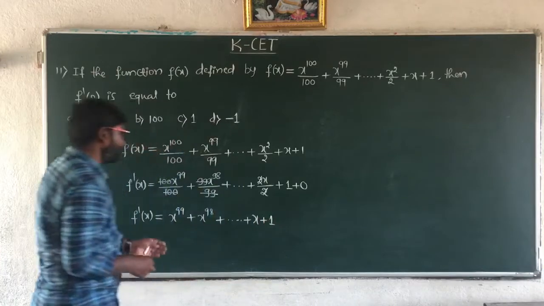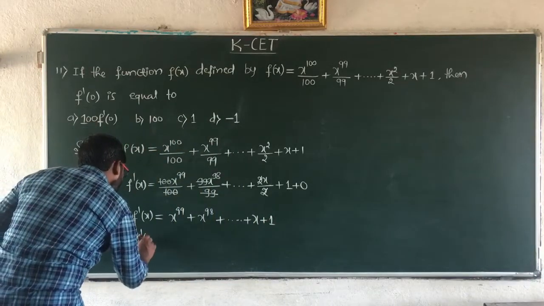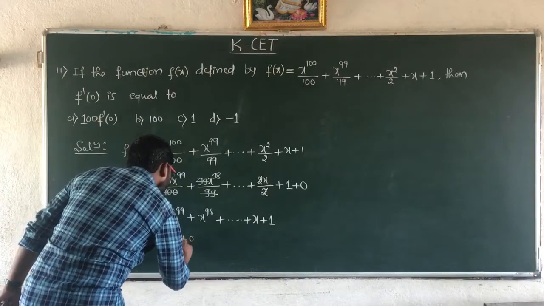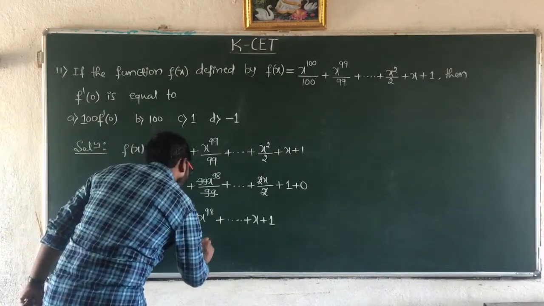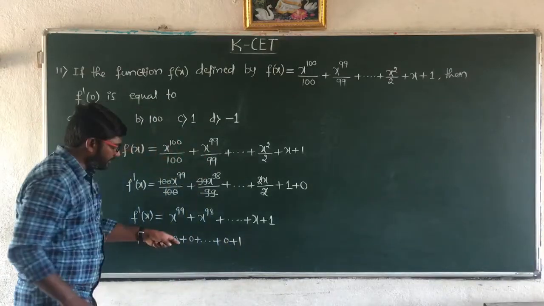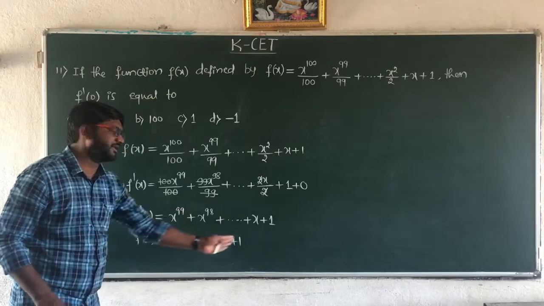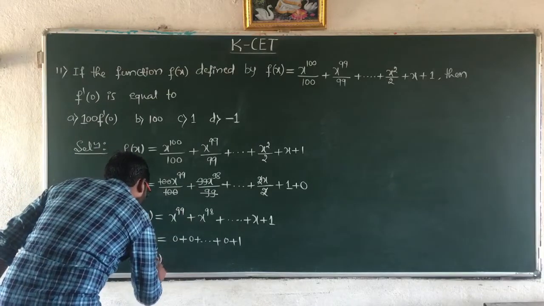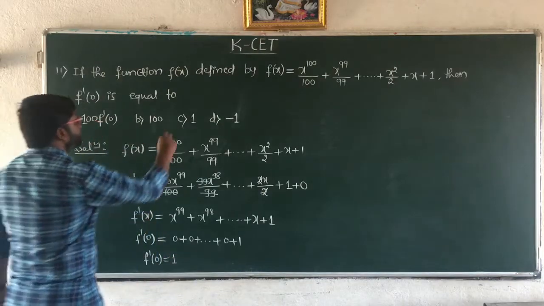So now we have to calculate f dash of 0. So f dash of 0 which is equal to 0 plus 0. F dash of 0 means in place of x I have to write 0, plus so on plus 0 plus 1. So all the terms are 0, only the last term it is 1. Therefore the sum is going to be 1. F dash of 0 which is equal to 1. So it is option C.